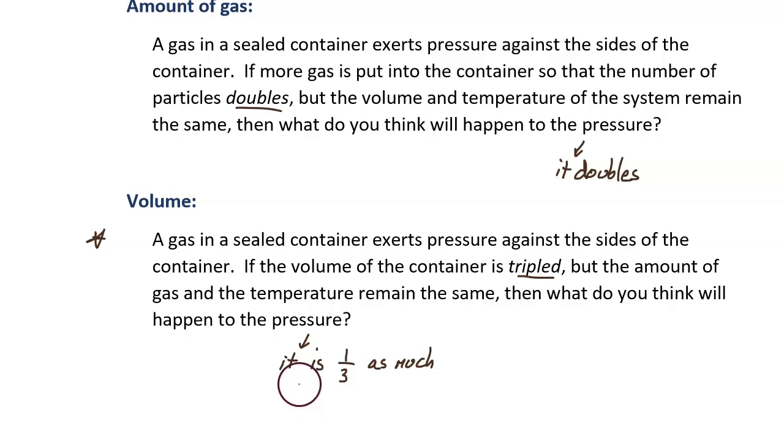The answer is that the gas pressure will be 1/3 as much as the original pressure. The reason is that there's a lot more space for the gas particles to move around in. Because there's so much more space, those particles will strike the container less often, resulting in less gas pressure.